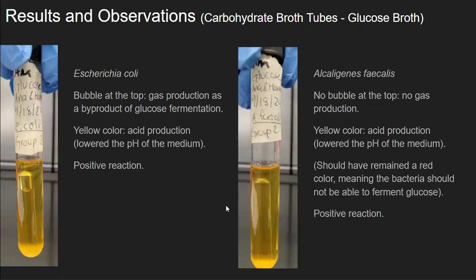Carbohydrate broth tubes, glucose broth. Escherichia coli had a bubble at the top, indicating gas production as a byproduct of glucose fermentation. It also changed its color to yellow, indicating acid production, which lowered the pH of the medium. So it is a positive reaction. Alkaligenes faecalis also was a positive reaction, but it had no bubble at the top, indicating no gas production. Nevertheless, it did, of course, change its color to yellow, indicating acid production, even though it should have remained a red color, meaning that the bacteria should not be able to ferment glucose.